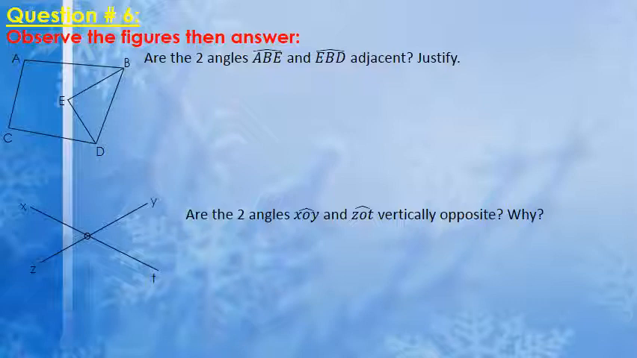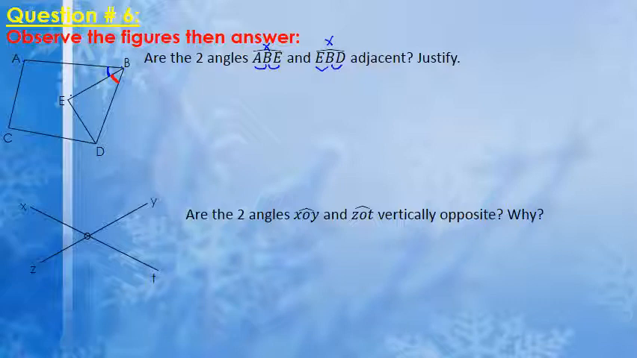Before we start, we should know the vertex of the first angle; the sides are BA and BE. The second angle, the vertex is B, the first side is BE and the second side is BD. Let's mark the angle inside the figure. The angle ABE is this angle. And angle EBD is this angle. We should say why these two angles are adjacent.